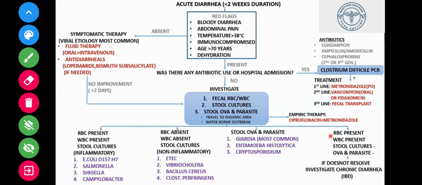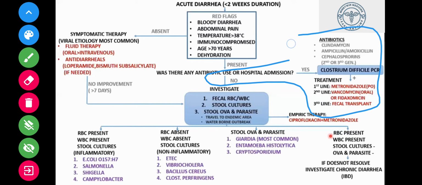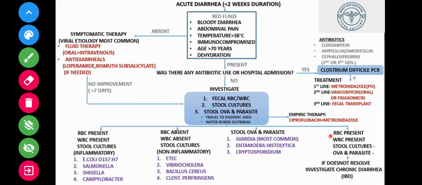So that is about the case where the patient was admitted to the hospital and antibiotics were given. Next is when the patient was not admitted to the hospital and antibiotics were not given. What you should do is investigate: fecal RBC and WBC should be checked, and the stool culture can also be done.